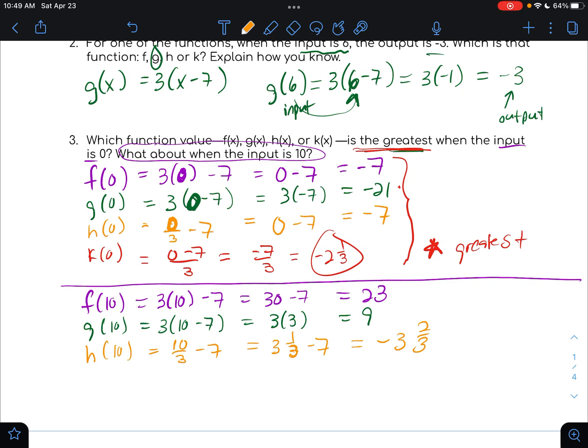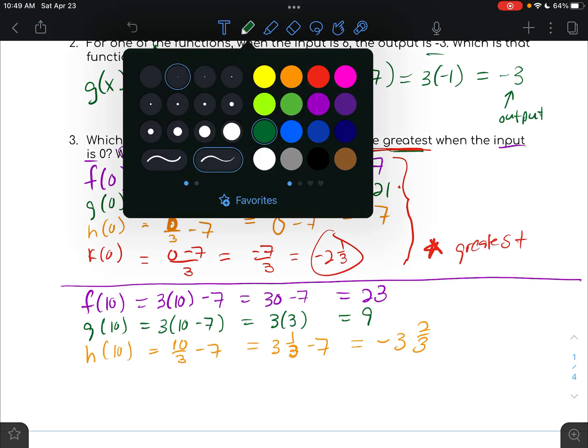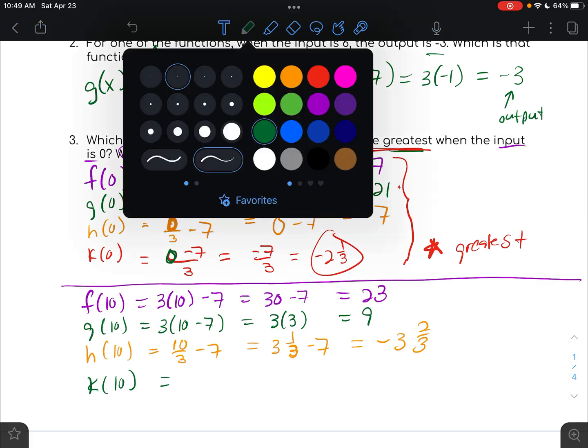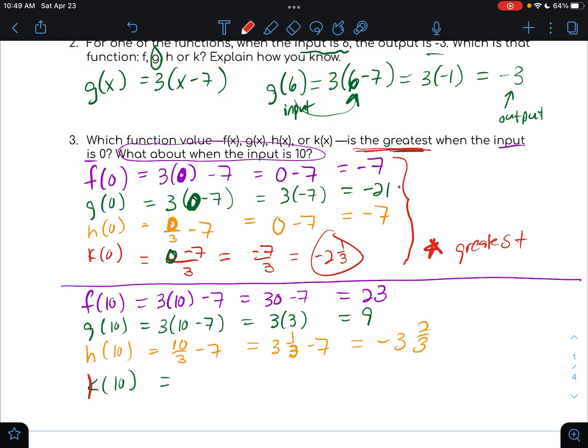So let's move on to our last one, and we have k of 10. All right, k of 10, you put 10 in. Actually, I used the wrong color here. I'm going to keep color coding here. So k of 10 was red. That would be 10 minus 7 divided by 3. If we look back at the k function, that's how that would work. That's a little bit easier. 10 minus 7 in the numerator is 3. 3 divided by 3 is 1.